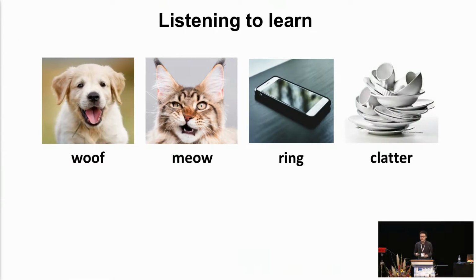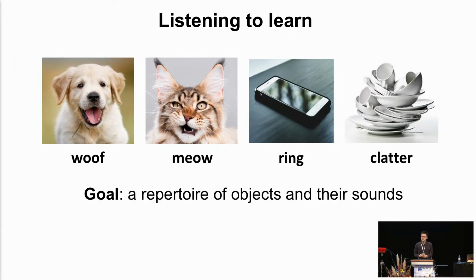Human learning during development is actually also a multimodal experience. Kids can quickly amass a repertoire of objects and their sounds. Similarly, our goal is to learn a representation of what different objects sound like so that we can have a joint model of how things look and how things sound.